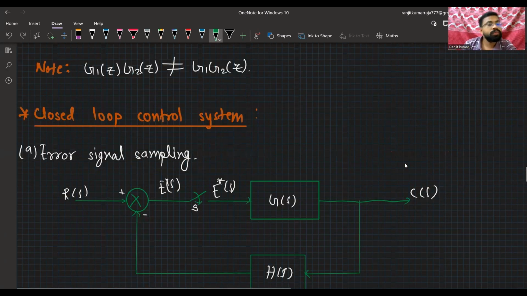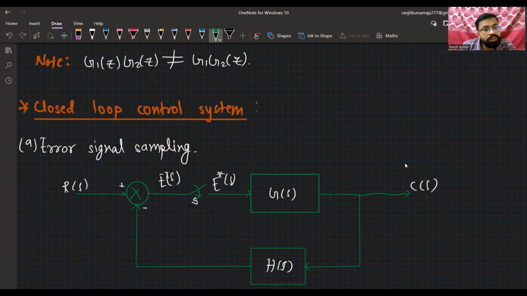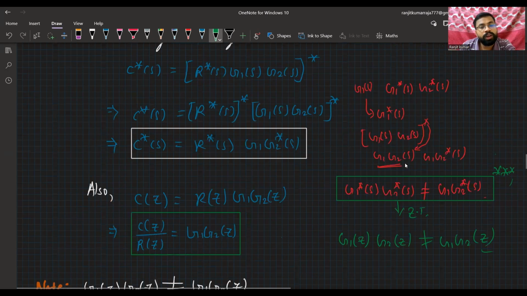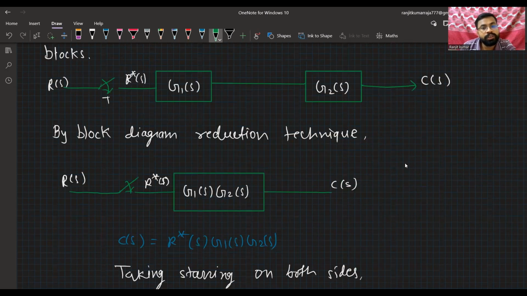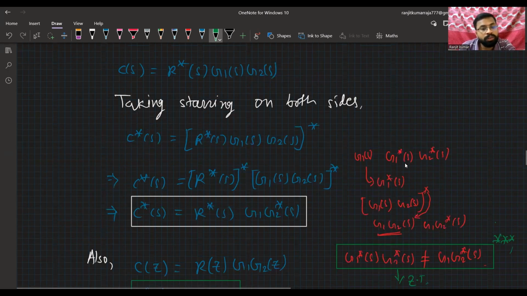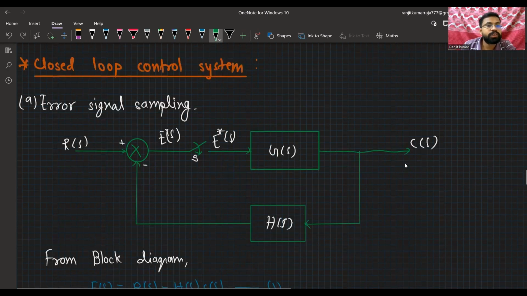Now, this is the closed loop control system. The previous block diagram was an open loop system. Here, no feedback is given from the output to the input. Now we will talk about the closed loop control system. This is the closed loop control system.